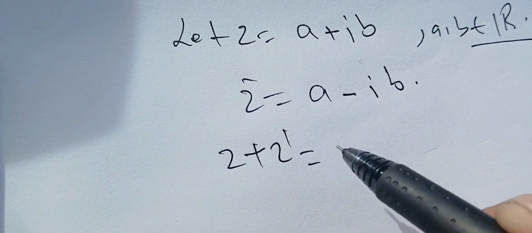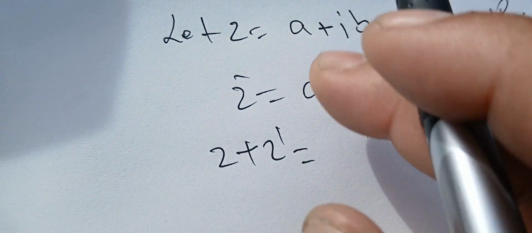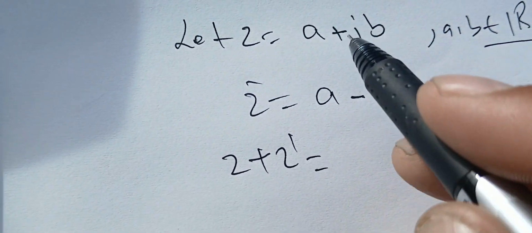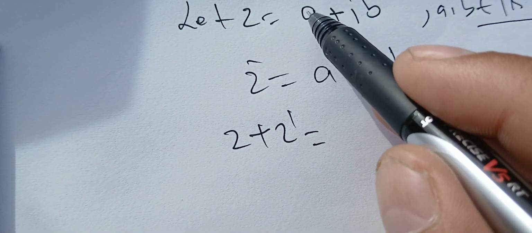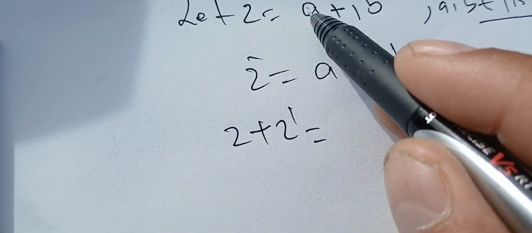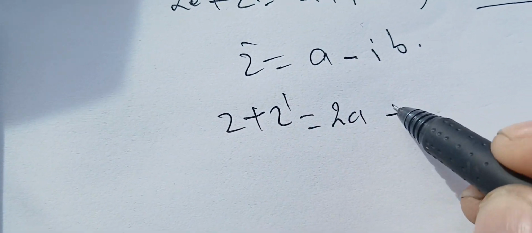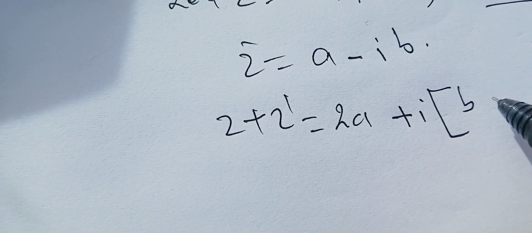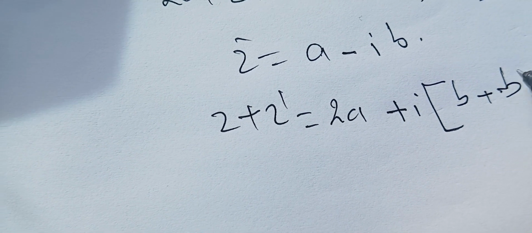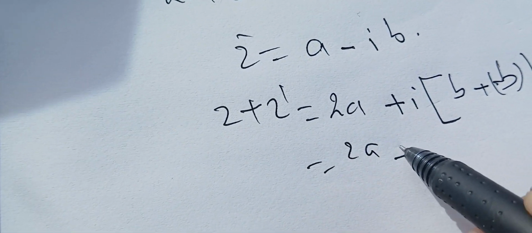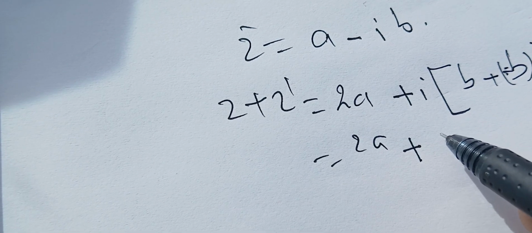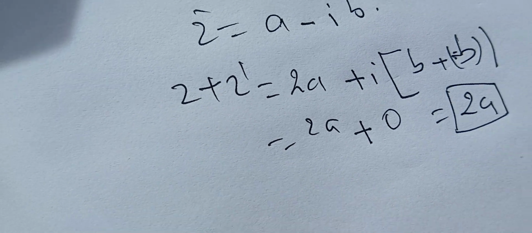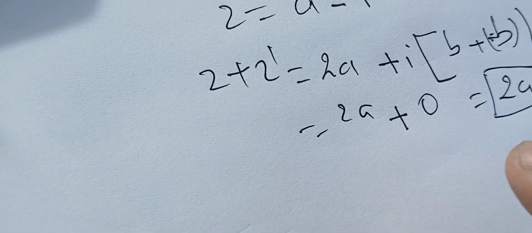So we said when we have two complex numbers, when we add them, we just add the real part with the real part and the imaginary part with the imaginary part, without forgetting the i. So here we add a plus a, which is 2a, plus i times the imaginary part, b plus minus b, which is 0. So we have 2a. That means this one is real. So we have a number that's real.